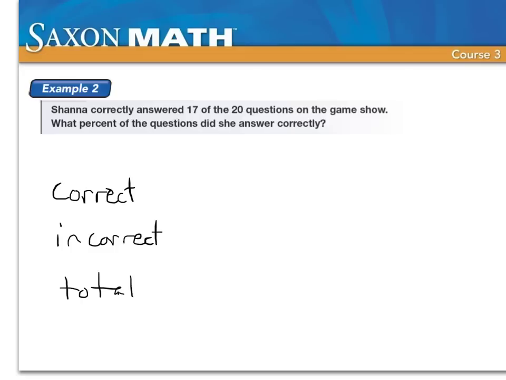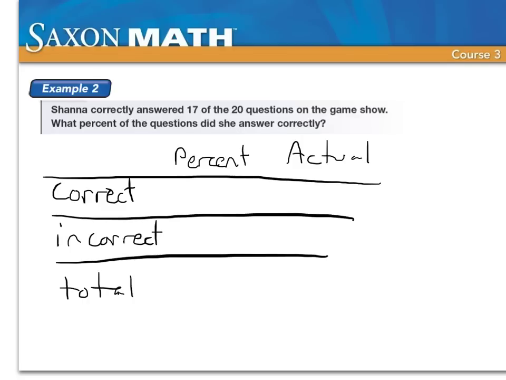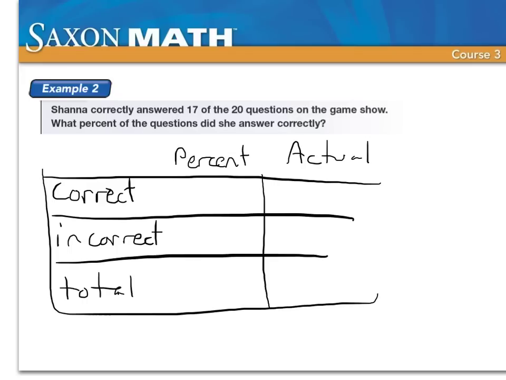Okay? And then we've got to have our percent side and our actual count side. And we'll use this to set up our ratio box. Okay, now things we know. We know that she correctly answered 17 questions. And that's 17 of the 20 questions. So that of the 20, that's the total questions. Well, 17 correct plus how many incorrect should give us our total. So we know there needs to be 3 incorrect.